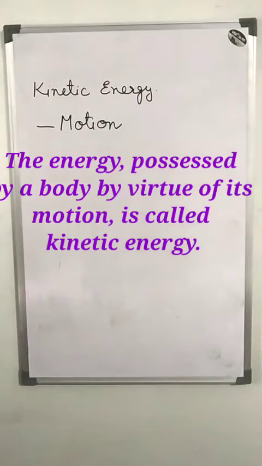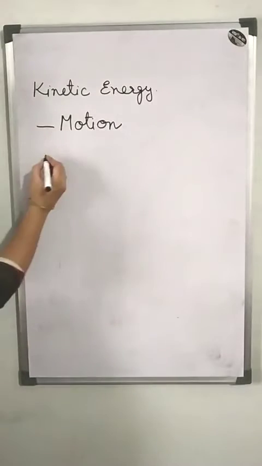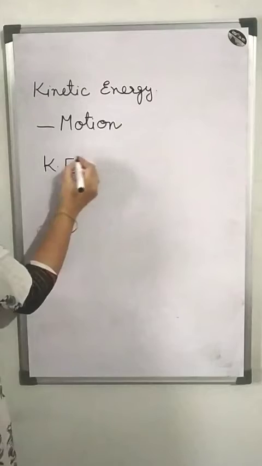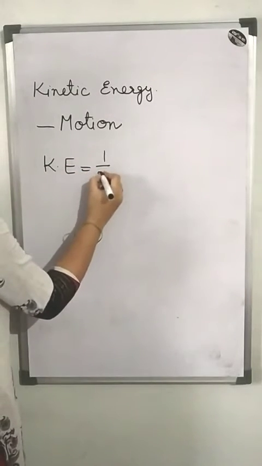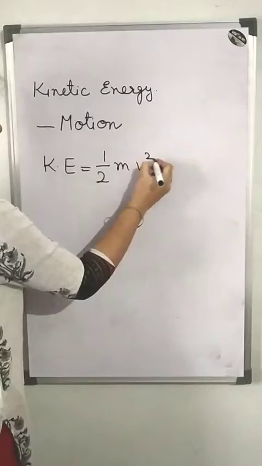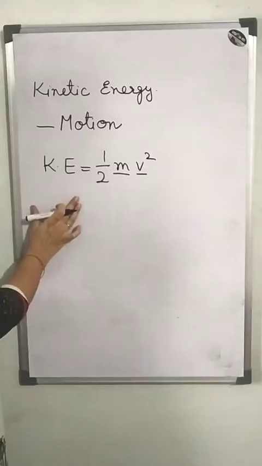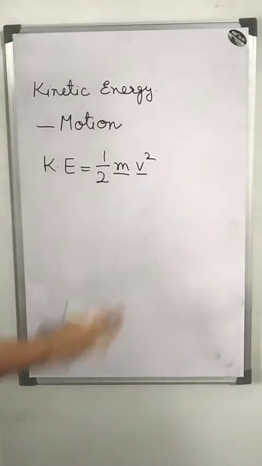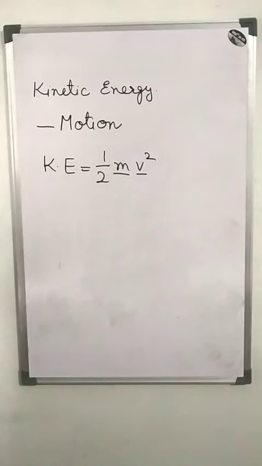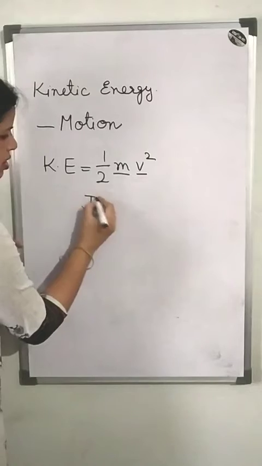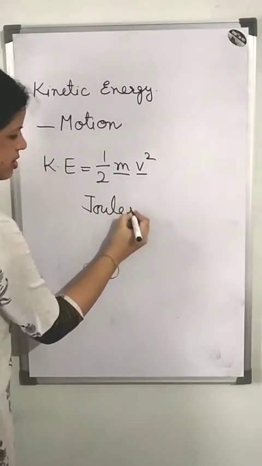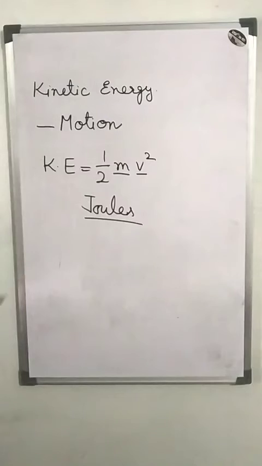The kinetic energy of a body depends upon its mass and velocity. Kinetic energy in short form I am writing here as KE, and it depends on mv square, mass and velocity. The formula of kinetic energy is 1/2 mv square, and it is measured in joules, because it is energy.